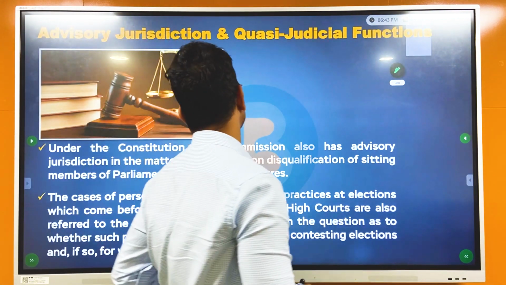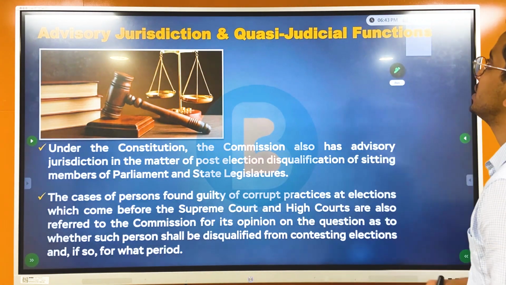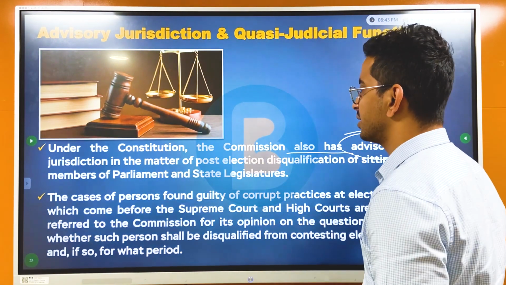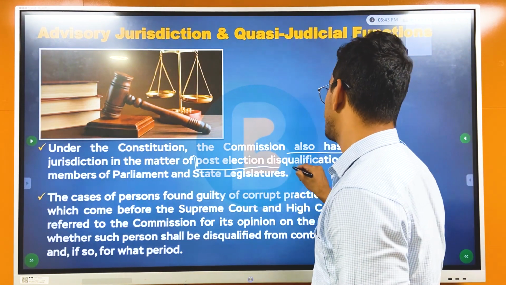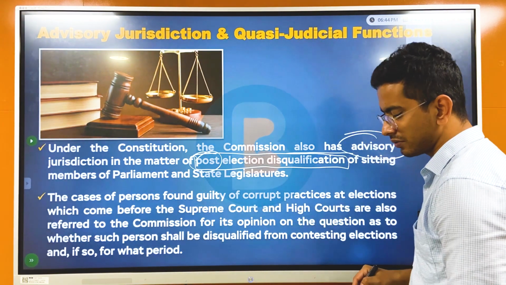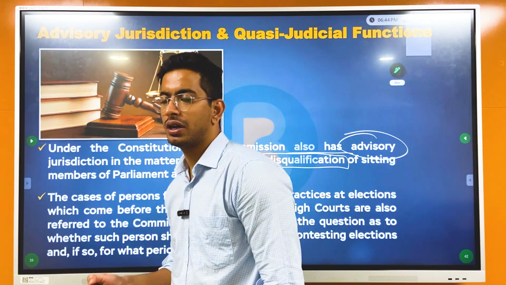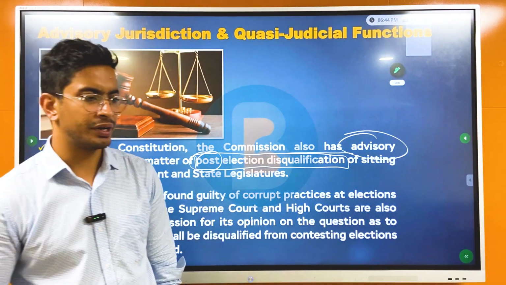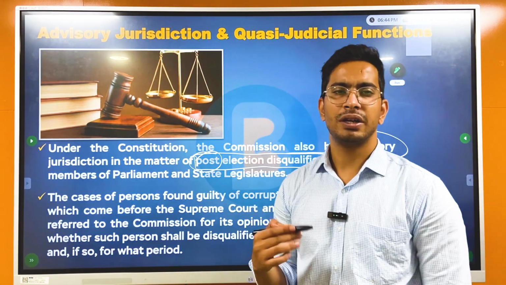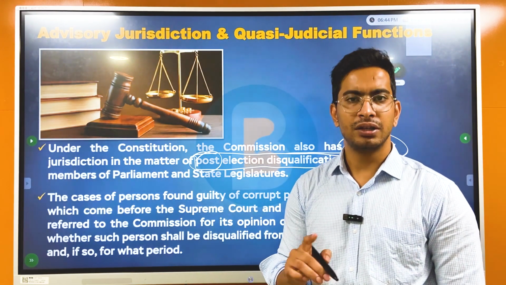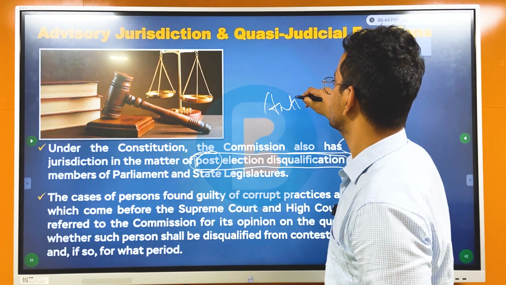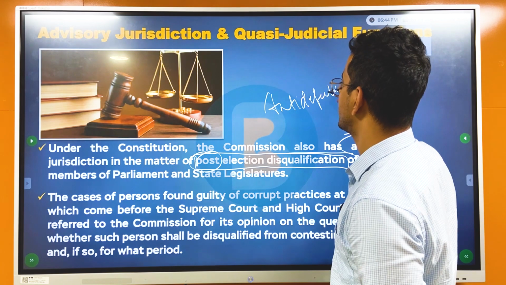Next. Advisory, jurisdiction and quasi-judicial functions. Under the Constitution, the Commission also has advisory jurisdiction in matters of post-election disqualification. This word is important, post-election disqualification. See, there are 3 ways through which MP or MLA can get disqualified. 1, it is mentioned in the Constitution. There are some rules. 2nd, it is mentioned in the RPI Act. 3rd, it is through disqualification or anti-defection law. So there are 3 ways.